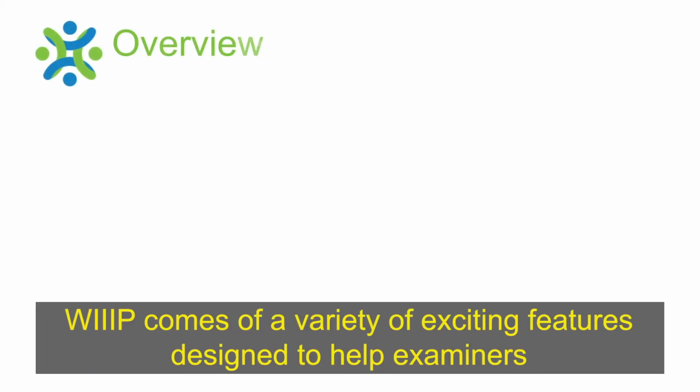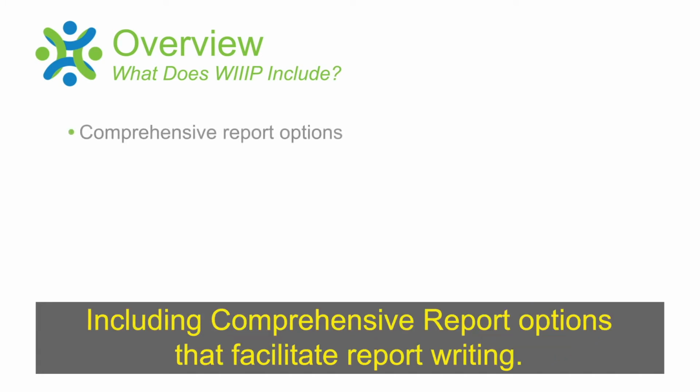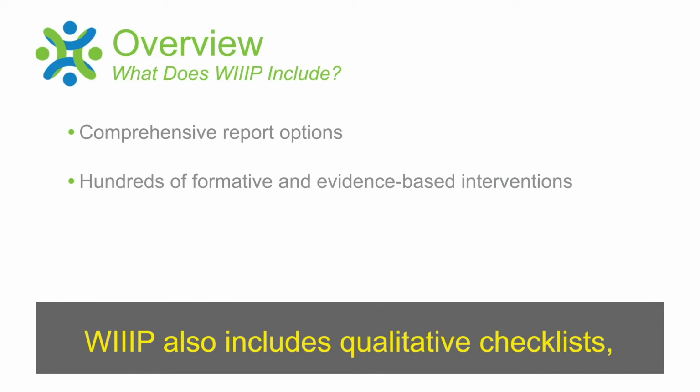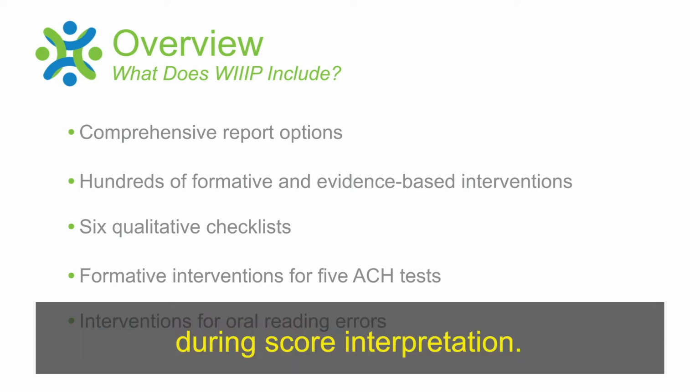WIIIP comes with a variety of exciting features designed to help examiners get the most out of their WJ4 test, including comprehensive report options that facilitate report writing, so professionals can focus on interpretation and program planning instead of reporting. WIIIP also includes qualitative checklists, which can help provide context of relevant environmental, individual, and test situations during score interpretation.